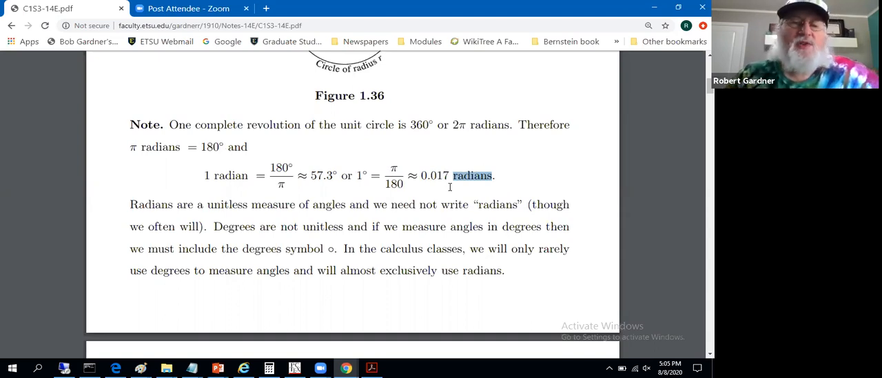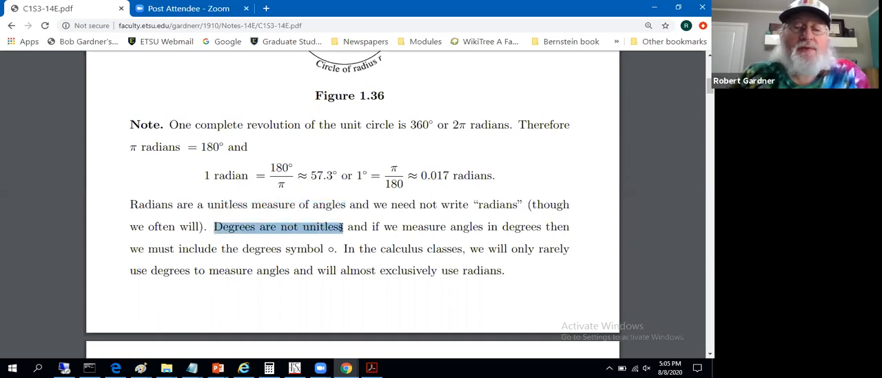But radians are a unitless measure of angles. So we may write radians out sometimes to emphasize we're dealing with angles and not something else. Or we may not. I don't have to. The only reason I would is to emphasize that we're actually dealing with angles.